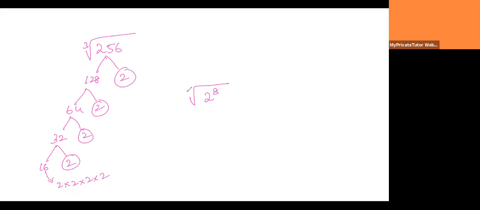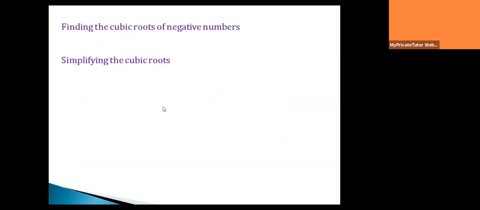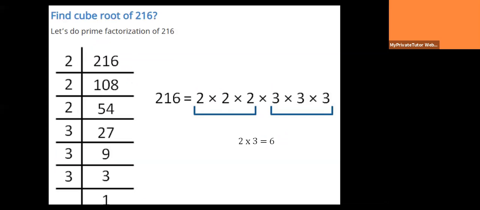So let's try finding the cubic root. We'll get 2 power 8 whole power 1 by 3, which is 2 power 8 by 3. We can't divide 8 by 3, isn't it? We won't get a whole number. That's why this number 256 is not a perfect cube number. I hope that makes sense. I think that's it for cubic numbers.